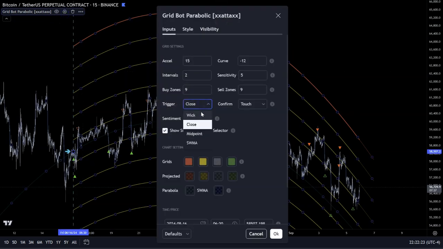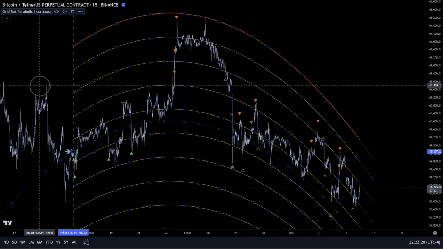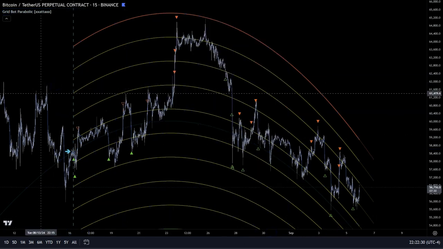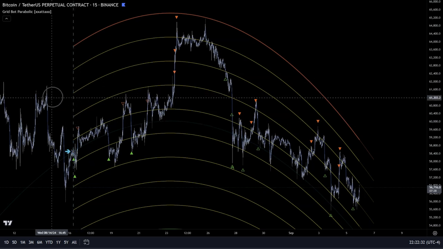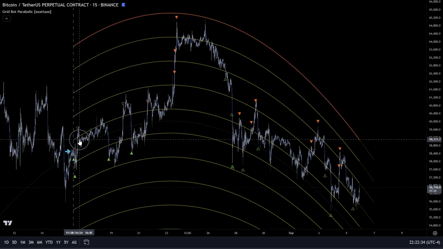Another option would be to choose the midpoint of the candle. In that case, that's pretty self-explanatory. The signal will be triggered if the candle midpoint touches the next grid level.